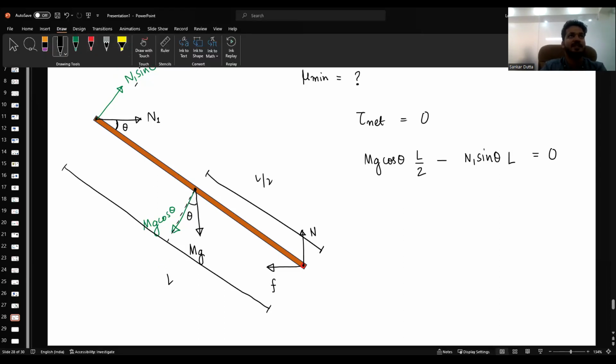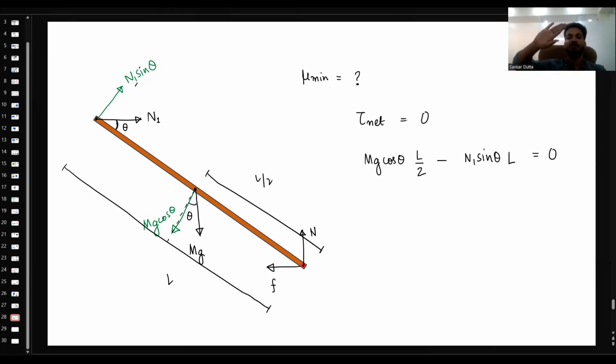You can also go from the basics and find out by doing the right hand thumb rule. R cross F is into the plane for N1 sin theta, right? And for mg cos theta, R cross F is out. It's coming out of the plane. So again, from there also you can understand these two torques are in opposite directions. That's the reason we are subtracting them.